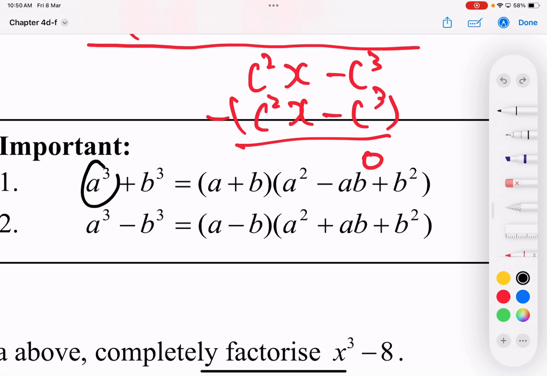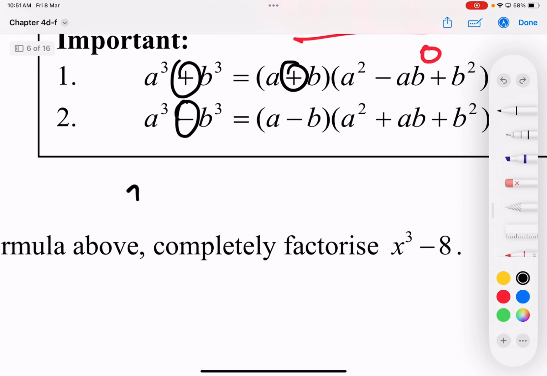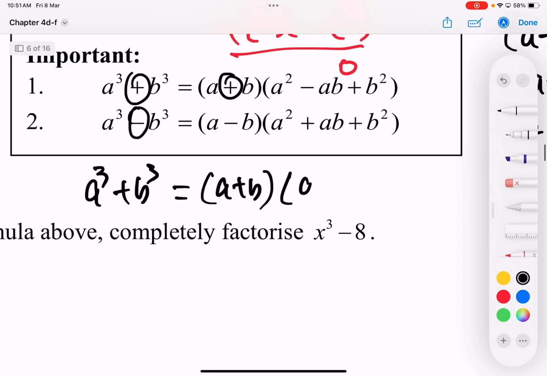The way that I memorize it is that the first one, I will always follow the same sign. If this is plus, this will be plus. If this is minus, this will also be minus. So the first sign is the same, but the second sign is different. So a cubed plus b cubed is equal to a plus b times a squared minus ab plus b squared. The second one is going to be a square one, and the last one is followed by itself.